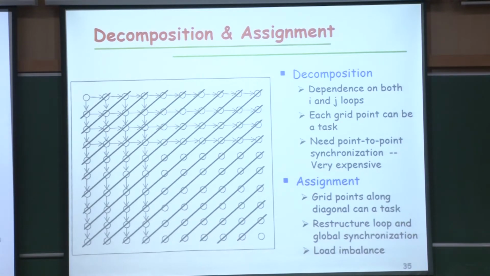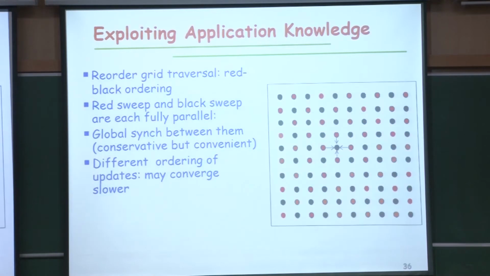But the problem here is that each diagonal has a different number of parallel tasks. Some parallel tasks are too small, some are reasonably big. So you will have parallelism which is not, quote unquote, balanced, and therefore you will lose certain efficiency in this particular example. I do not have a solution for that, but I will try to use some knowledge from the application and try to solve the problem in a slightly different way.